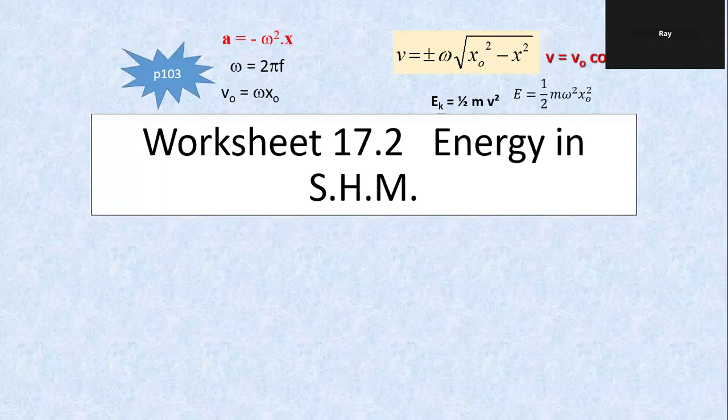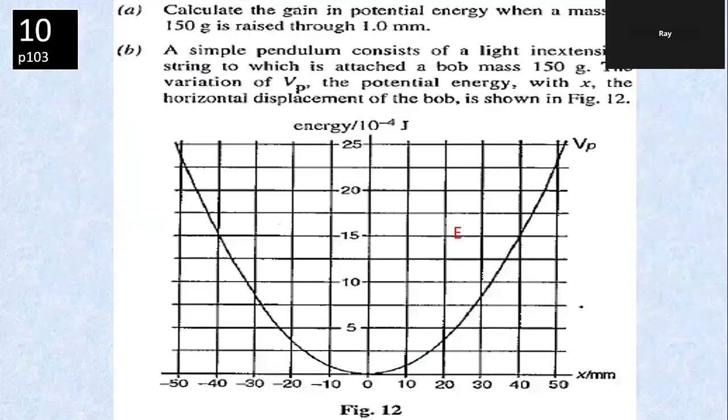Okay, let us do some questions. So after the break, you also try some questions. Okay, this is an old question, but essentially it summarizes what I taught you. Calculate the gain in potential energy when a mass of 150 gram is raised about 1.0 millimeter. Yep, calculate and see what is your answer. Very simple calculation only. mgh.